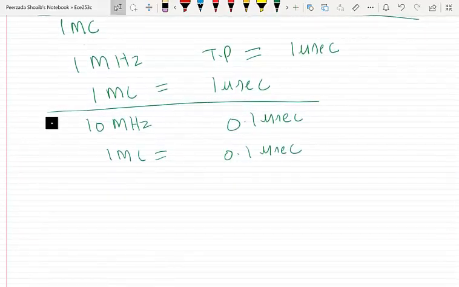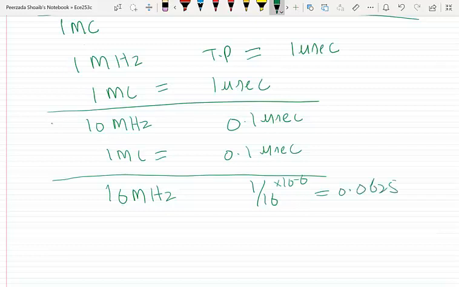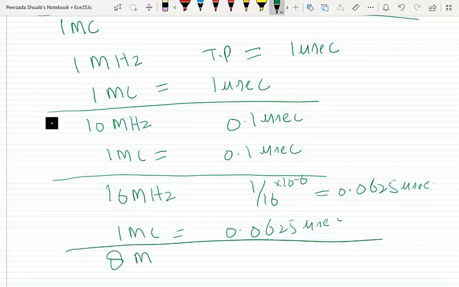Mostly we connect a crystal of 8 or 16 megahertz. If the crystal is 16 megahertz, the time period will be 1 by 16 into 10 raised to the power minus 6 seconds, or 1 by 16 microseconds. That will be equal to 0.0625 microseconds. So our machine cycle is equal to 0.0625 microseconds. Similarly, if the crystal frequency we have connected is 8 megahertz, our machine cycle will be equal to 0.125 microseconds.